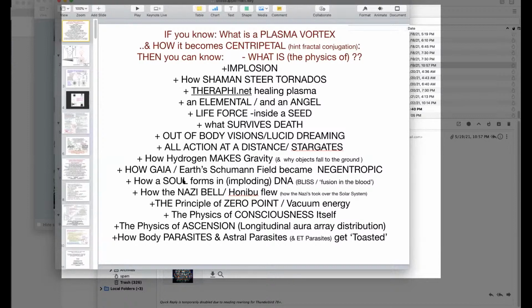Next question we've answered, how the Nazi bell or Haunebu flew. So you'll see the pictures of this at fractalfield.com/vacuum energy. Basically, you have the perfected vortex like Schauberger's. It's made of mercury for high inertia, and then there's a trace iron powder made soluble with a dopant solvent, which makes that liquid red.